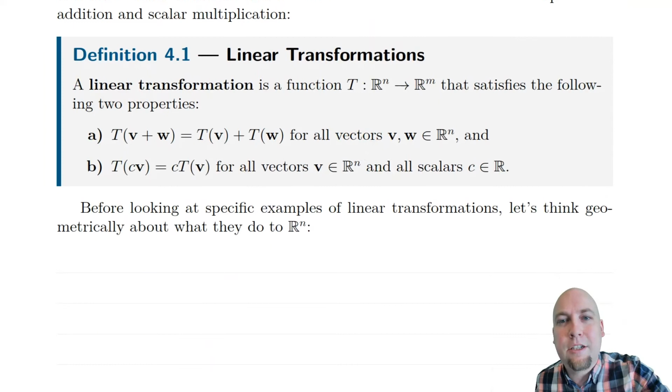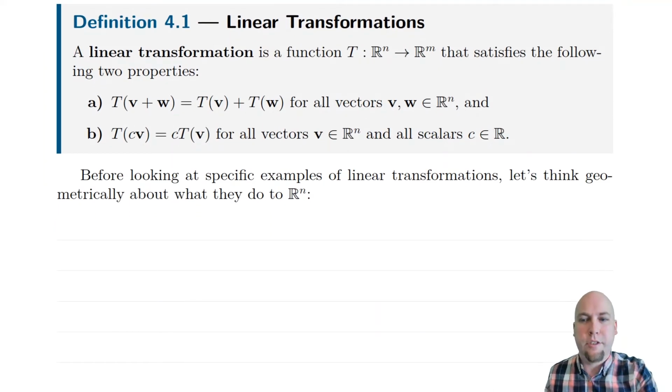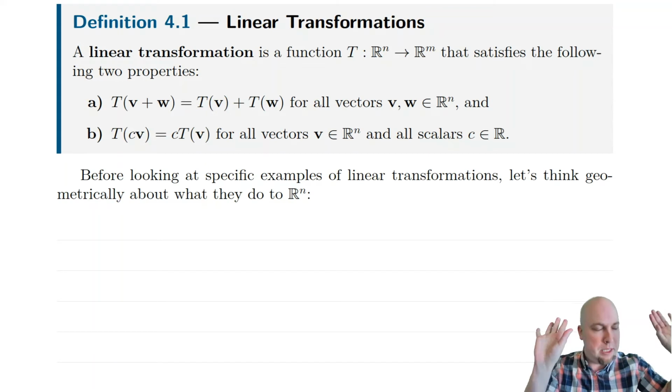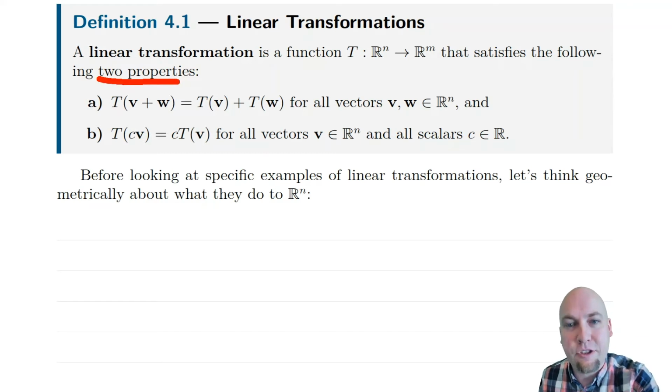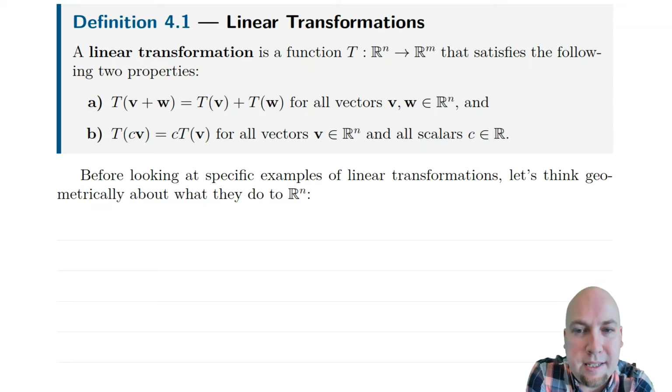Let's get to the actual definition. What is a linear transformation? Just like I said, a linear transformation is a function, so it's sending n-dimensional space to m-dimensional space. Those dimensions might be the same, but they might be different too. But it's not just any function sending n-dimensional space to m-dimensional space. It's got to satisfy these extra two properties down here, these properties that I've called A and B.